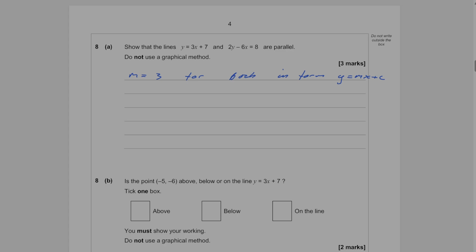Right, so I'm going to look at the second line because we've already got the gradient for the first. If I start with 2y minus 6x is equal to 8 and rearrange, adding 6x to both sides gives me 2y is equal to 6x plus 8, and then divide both sides by 2. I would get y is equal to 3x plus 4. So parallel, as both have gradient 3.